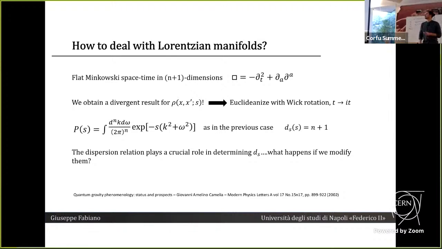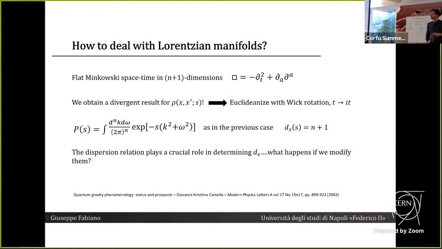So we have the generalized Laplacian, also called the D'Alembertian. If we try to repeat the same calculation for the diffusion equation that we had done before, we obtain a divergent result for the diffusion function rho. So the main trick, the main technique that is employed here, is to use a Wick rotation, sending time t to imaginary unit times the time.